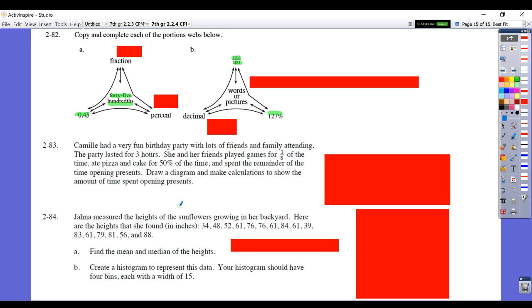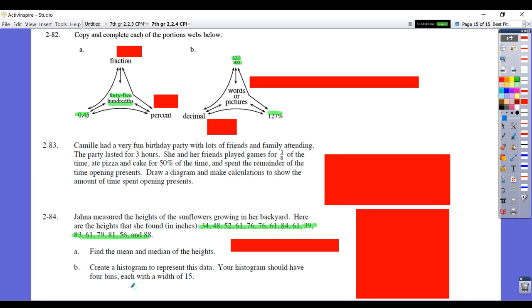284. Jana measured the heights of sunflowers growing in her backyard, and here are the heights that she found. Okay. They want you to find the mean and the median. So the mean is adding them up and dividing by how many is in the list. And the median is the middle value when they're in order. So find the mean and the median. And then they want you to make a histogram to represent the data.